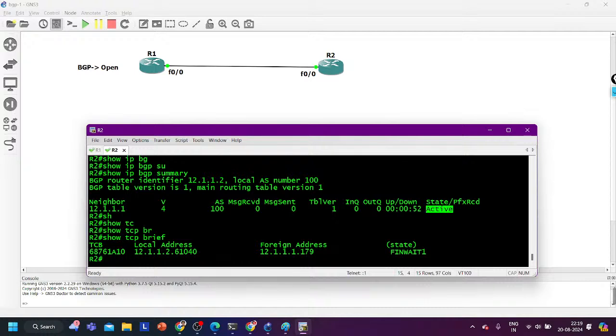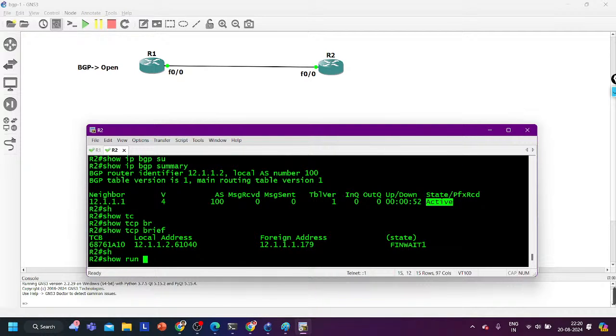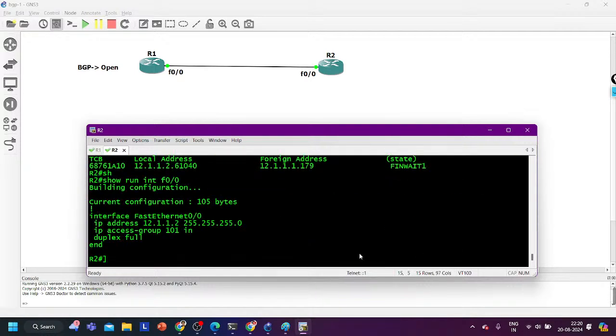That means both routers are not able to form a TCP connection. Now what will you do? You will verify the connectivity between source and destination. If 12.1.1.2 is not reachable from router number 1, then definitely the routers cannot form a TCP connection. If both IP addresses are reachable, what are you going to check? Whether the port number is open or not. If the port number is also open, now you are going to check for filtering. Is there any filtering? On show run, interface FastEthernet 0/0, yes, there is filtering.